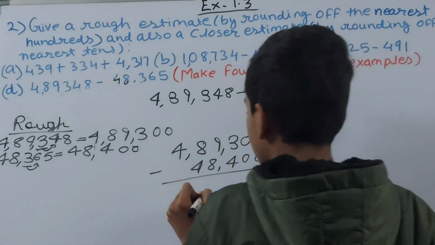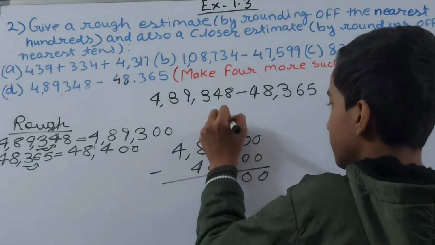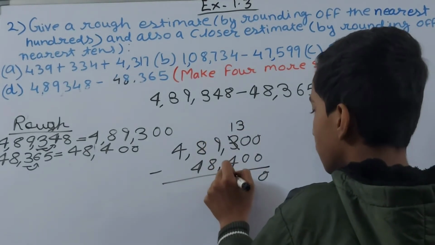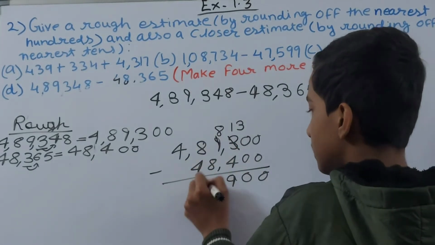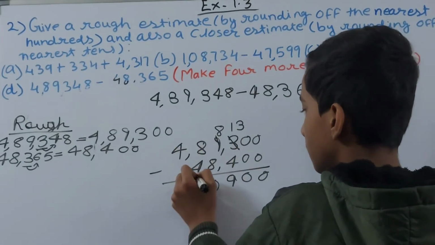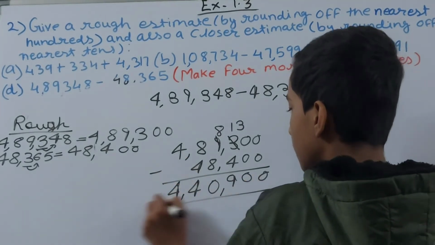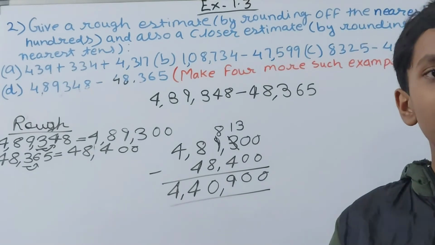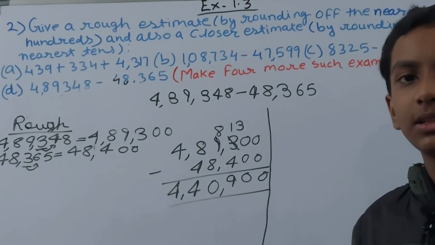So let's start. 0 minus 0, 0, 0 minus 0, 0. 3 will turn to 13. 13 minus 4 will be 9, and 9 will turn to 8. 8 minus 8, 0. 8 minus 4 will be 4, and this 4 will be as it is. So 4,40,900 is the rough estimate. Now we are going to find the closer estimate.